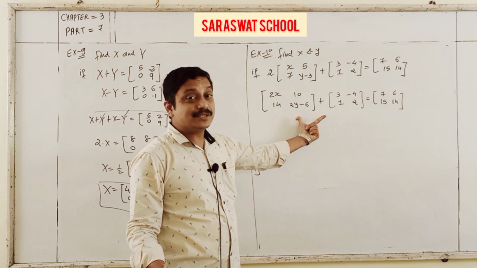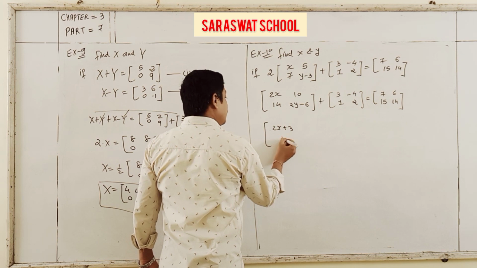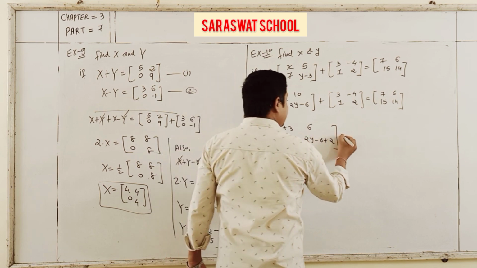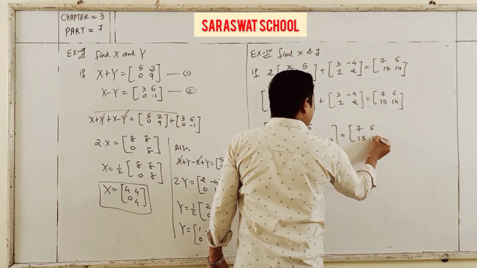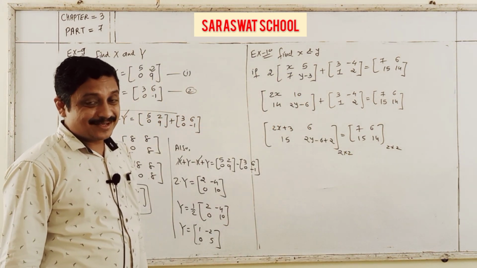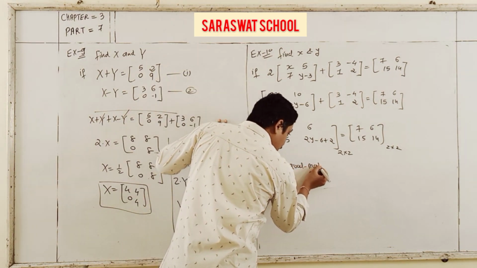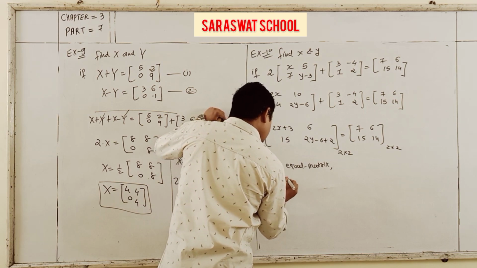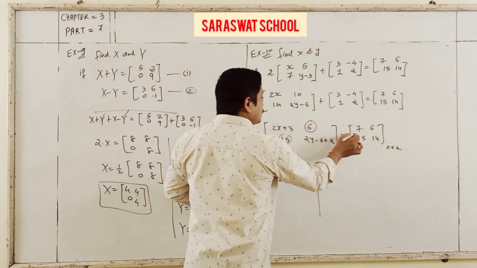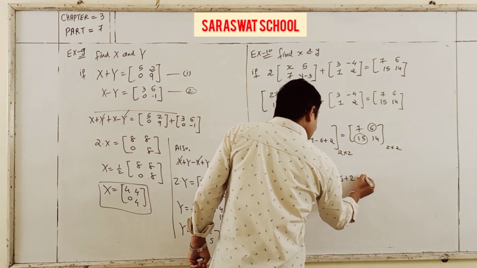So these two, you first add: 2X plus 3, 14 plus 1 is 15, 6, 2Y minus 6 plus 2, and right side same. Now check that both are the same, students. Yes, absolutely the same. So you compare them as equal matrices: 2X plus 3 becomes 7. Next, 6 and 15 are both the same. So you just calculate this one: 2Y minus 6 plus 2 is equal to 14.